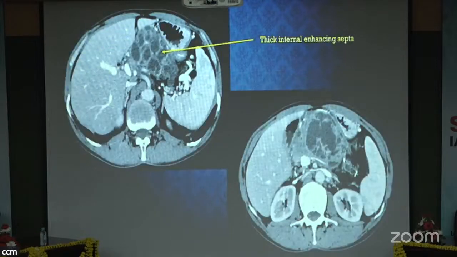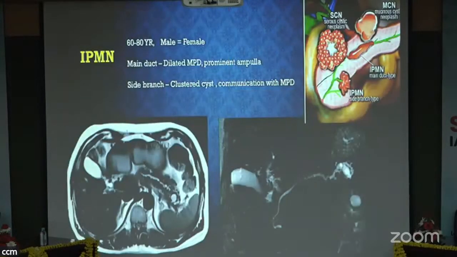Another case where we have quite thick septae and which are enhancing also. So this is a case of mucinous cystic neoplasm.